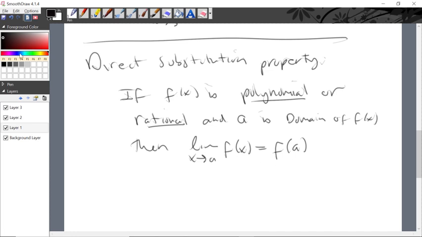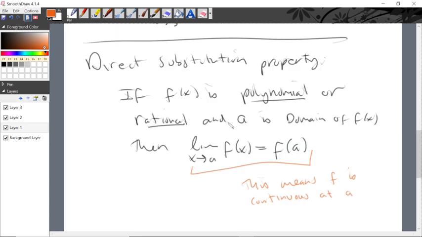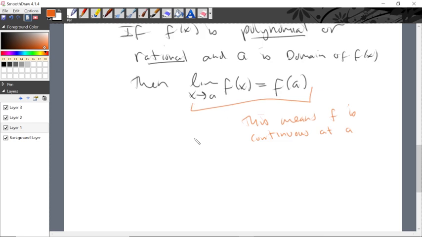We'll extend upon this later. It turns out, in a couple of sections, we'll show that this is the definition of continuity. This in fact means that f is continuous at a. In a couple sections we'll take a closer look at that. So really this is something we can apply to any continuous function, but for right now, just polynomial and rational. All right, so let's take an example.